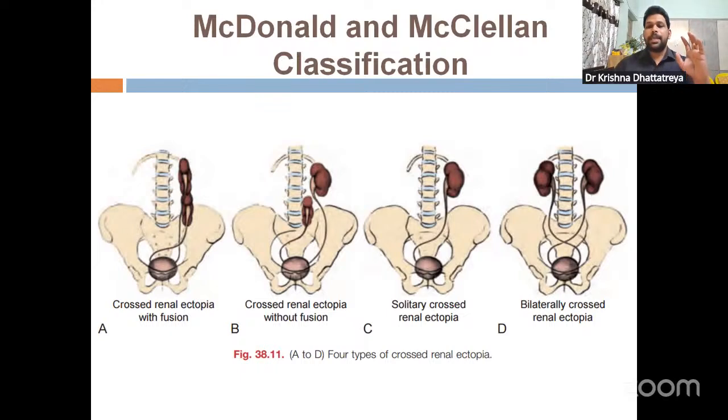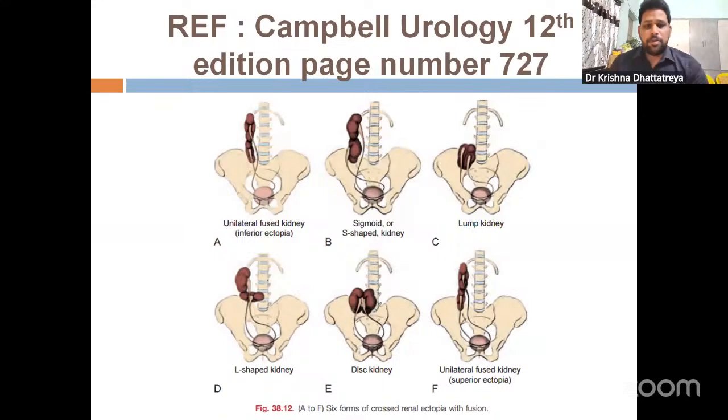And the last one is bilateral crossed renal ectopia. That means both kidneys are present in the normal location, but the ureters are inserted into opposite sides of the bladder. This is the McDonald and McClellan classification. These are the different forms of crossed renal ectopia with fusion. These are all with fusion only.